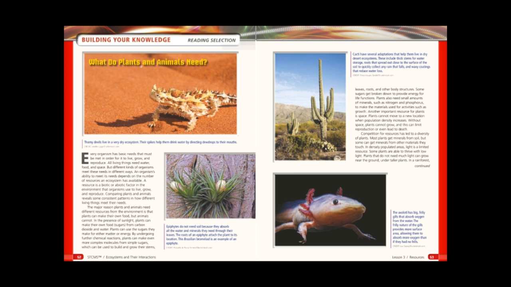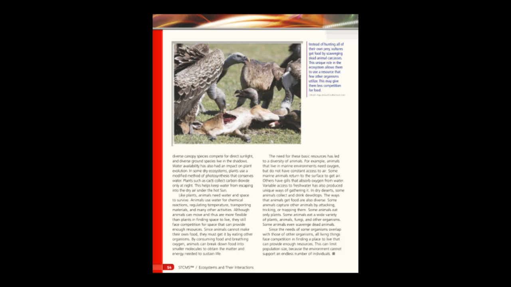Some plants are able to thrive with low light. Plants that do not need much light can grow near the ground, taller plants over them. In a rainforest, diverse canopy species compete for direct sunlight, and diverse ground species live in the shadows.